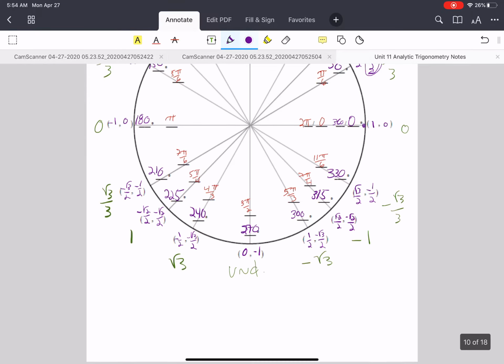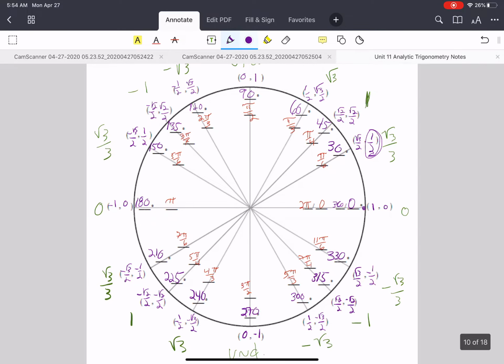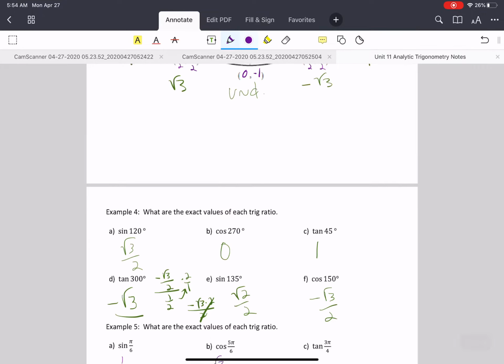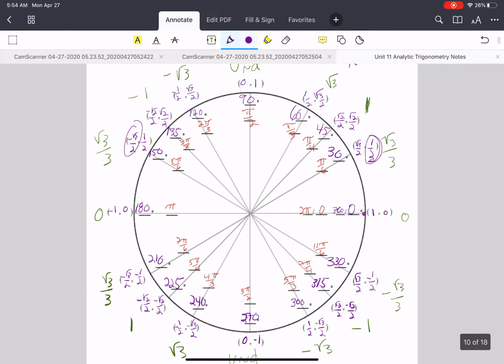Okay, the cosine of 5 pi sixths is the x coordinate at 5 pi sixths, so that's negative root 3 over 2. The tangent of 3 pi fourths, so we're looking for the slope of the line at 3 pi fourths, so that's negative 1.